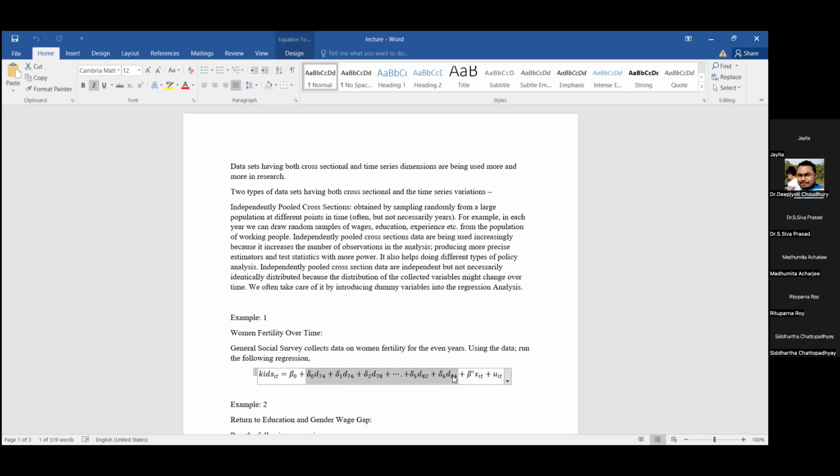What it basically says is that, yes, indeed, the mean of the distribution of woman fertility has changed over the time. If it had not changed over the time, the joint significance of these dummy variables would have been 0. The null hypothesis, delta 0 equals delta 1 equals dot dot dot delta 6 equals 0, would have been accepted. But what I find is that it is not accepted.